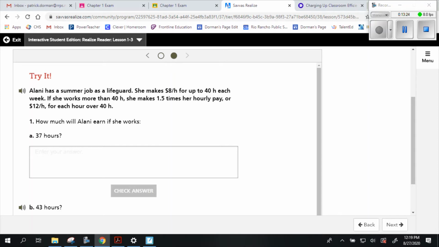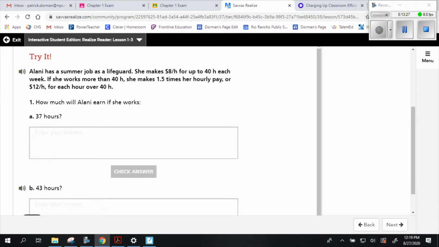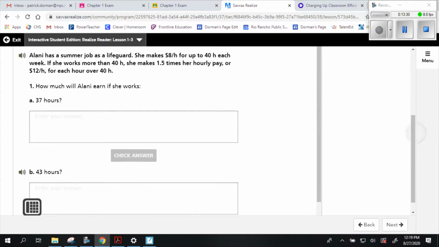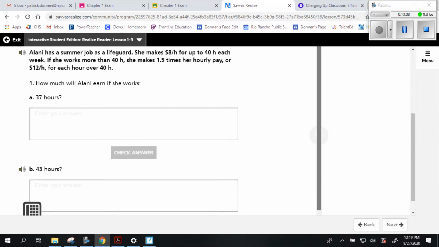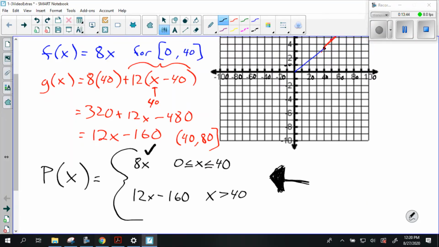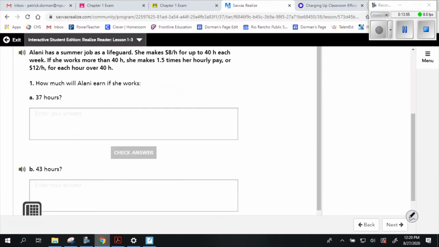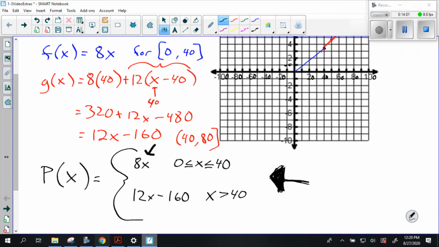So we're looking at the same thing. How much does she make if she works 37 hours? Guys, you will be just fine doing this. So for the 37 hours, we would have to plug that into this one, right? So we would use the 8x function. So we plug 37 in there. It's going to give us the amount that she made. But if we're going to look at 43 hours, for this 43 hours, we are going to have to plug that into here. Because what? Because x is greater than 40. Awesome.